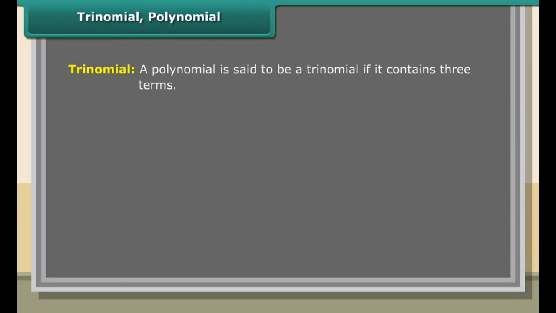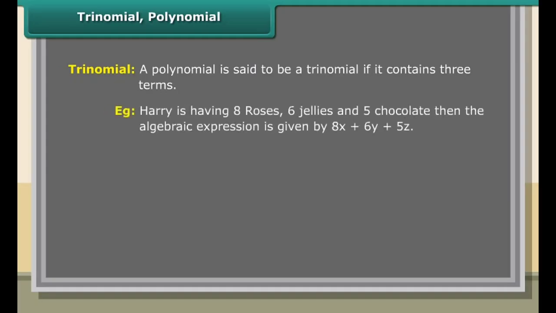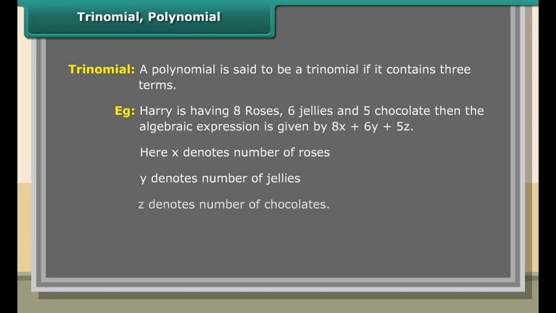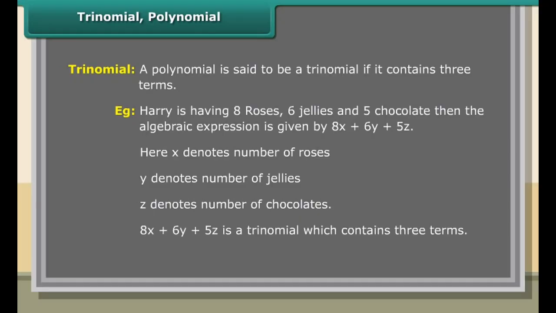Trinomial. A polynomial is said to be a trinomial if it contains 3 terms. For example, Harry is having 8 roses, 6 jellies, and 5 chocolates, then the algebraic expression is given by 8x + 6y + 5z. Here x denotes the number of roses, y denotes the number of jellies, z denotes the number of chocolates. 8x + 6y + 5z is a trinomial which contains 3 terms.